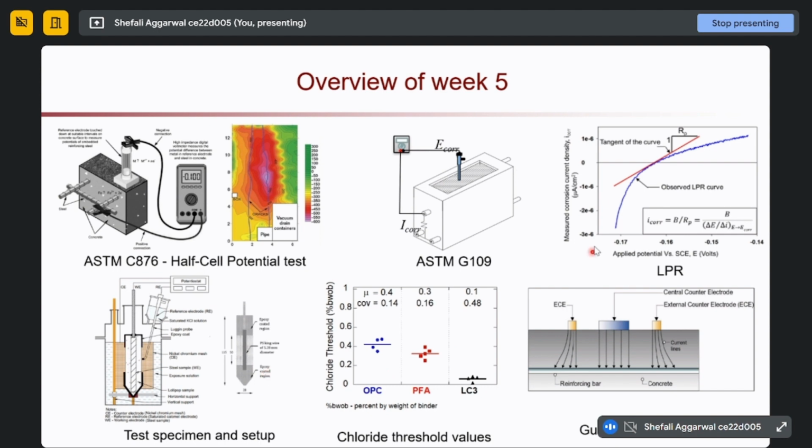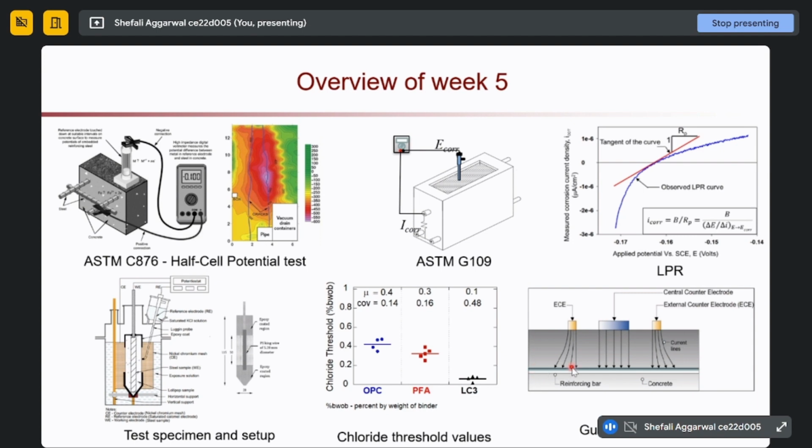So when this RP value is passing the statistics, we do the statistical analysis on these values, and when these values cross the mu plus 3 sigma value, then we open up these lollipop samples, collect the powder, and do the chloride threshold value. These are different types of binders with OPC, PFA, LC3, and their chloride threshold values have been calculated here.